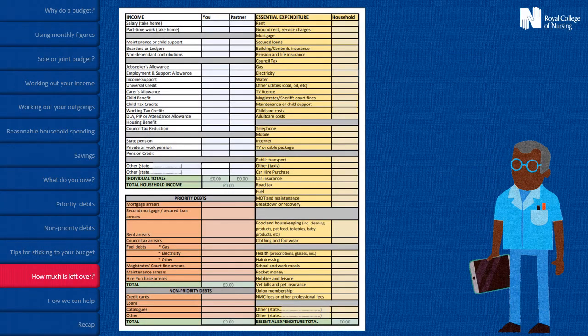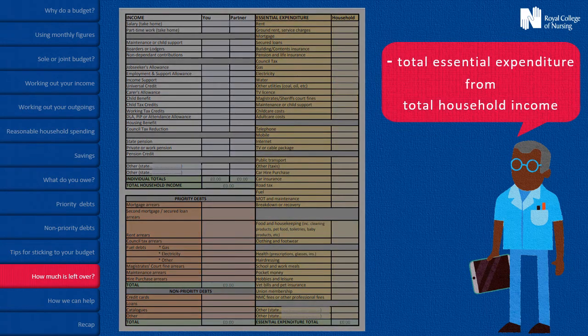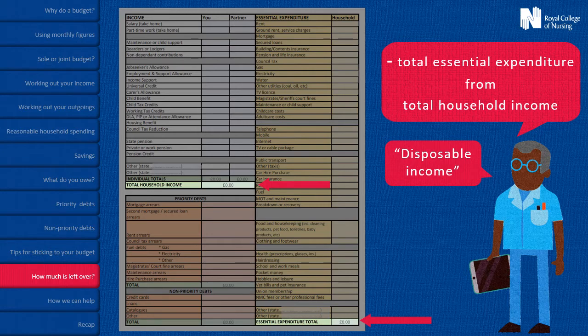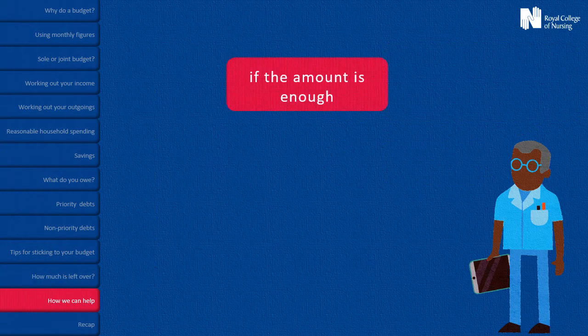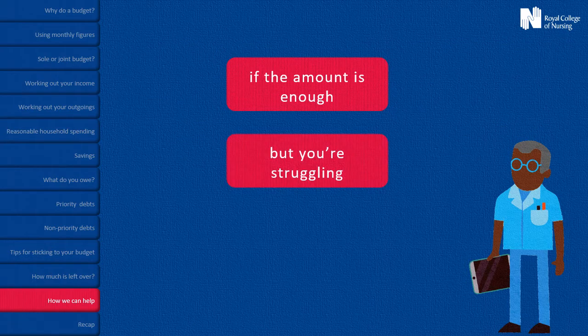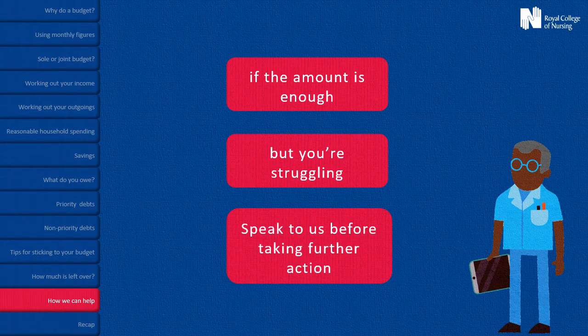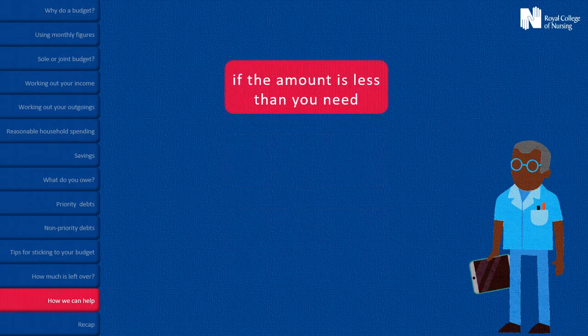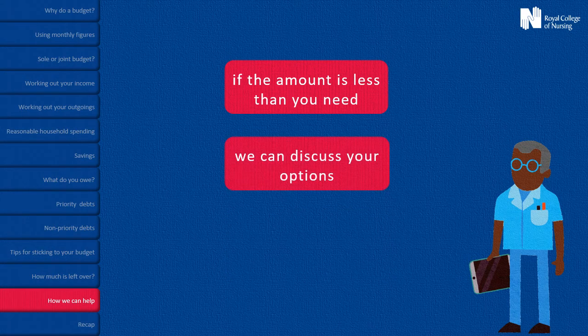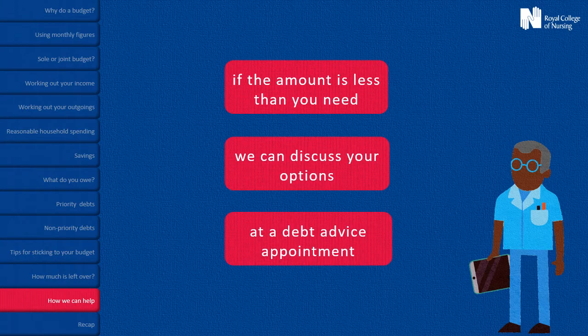Once you have completed your budget, deduct the total essential expenditure figure from the total household income figure. This will tell you how much money you have left over for your creditors, often referred to as disposable or surplus income. If the amount is enough to afford to pay your monthly debt repayments, but you are struggling to pay them, speak to us before you take any further action. If the amount is less than you need to pay all of the monthly debt repayments, we can discuss what options you have for dealing with your debts at a debt advice appointment.